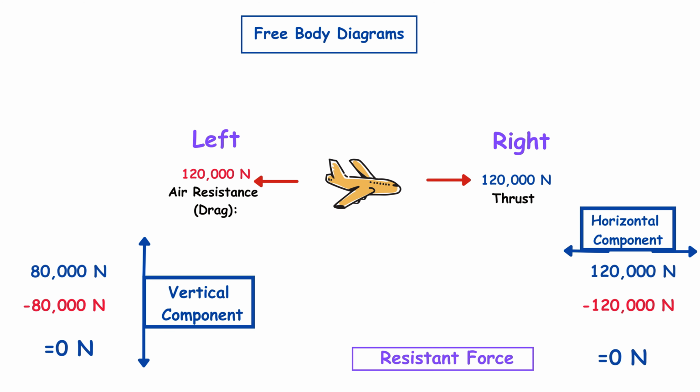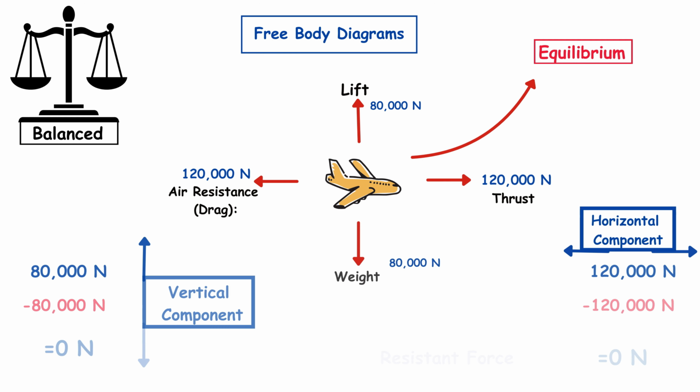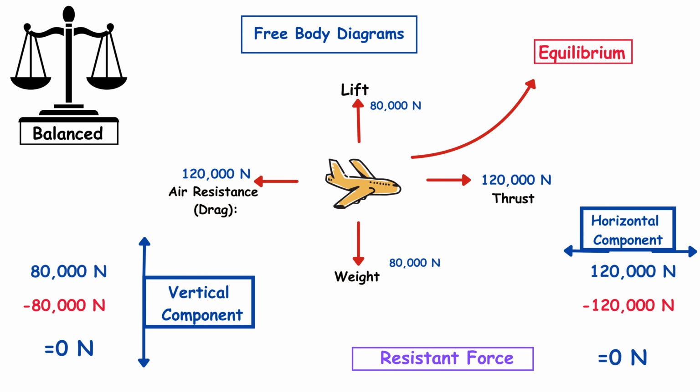However, if the scenario were slightly different and the air resistance increased to also be 120,000 newtons, then both the thrust and the drag would be equal. In that case, 120,000 minus 120,000 equals 0, and so the resultant horizontal force would also be 0. With both vertical and horizontal components now perfectly balanced, we would say the object is in a state of equilibrium. This means that there is no net or resultant force acting on it, and therefore it would not accelerate but would instead remain in a steady state of motion or rest, depending on its initial condition.